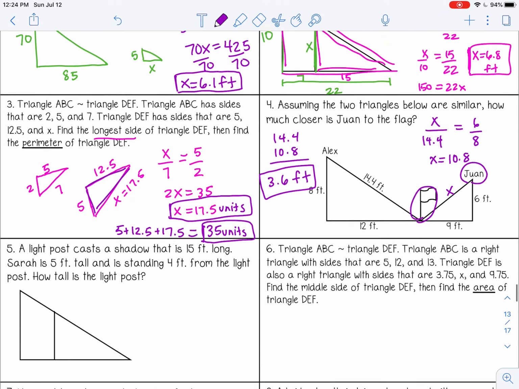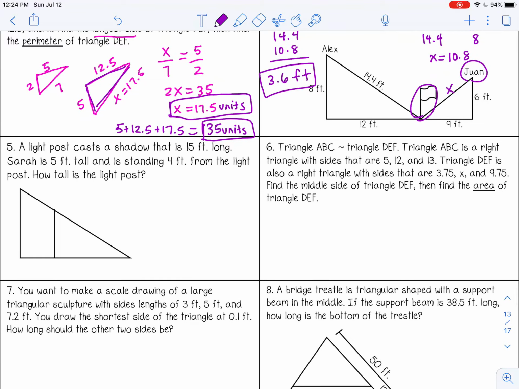All right. Number 5, a light pole casts a shadow that is 15 feet long. Sarah is 5 feet tall and standing 4 feet from the light post. How tall is the light post? So this one is very similar to number 2. So pause the video now and see if you can label the sides by yourself.